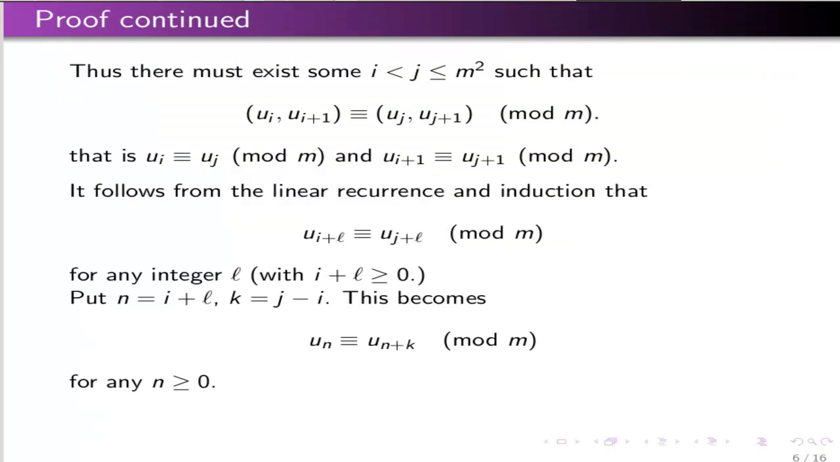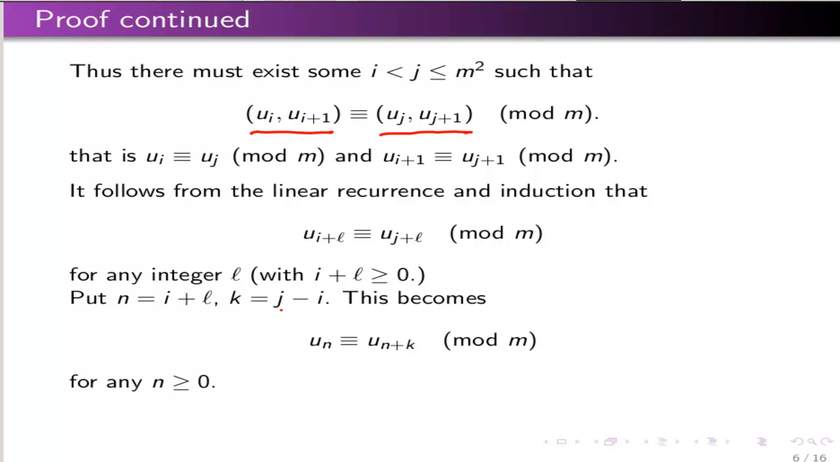So that means there's some i less than j such that this ordered pair (u_i, u_{i+1}) matches this ordered pair (u_j, u_{j+1}). In other words, u_i matches u_j and u_{i+1} matches u_{j+1}. Well, these are recurrence sequences, so every term after these two is determined by those two. So it's going to follow that u_{i+L} is congruent to u_{j+L} for any number L. And you can do a formal proof by induction there.